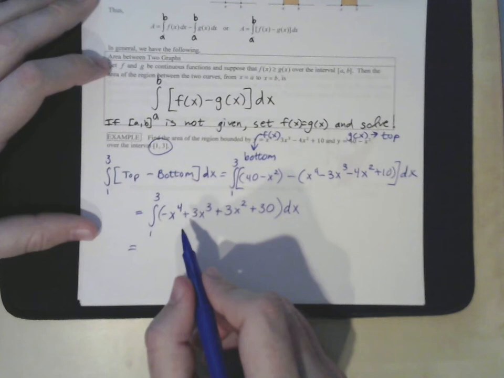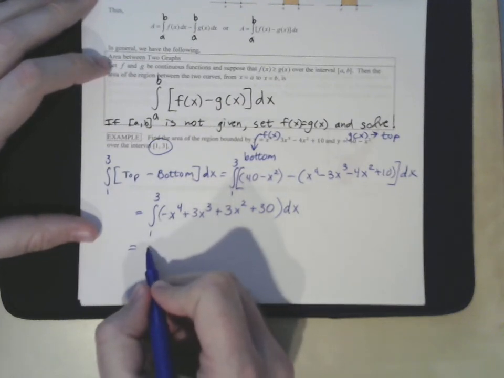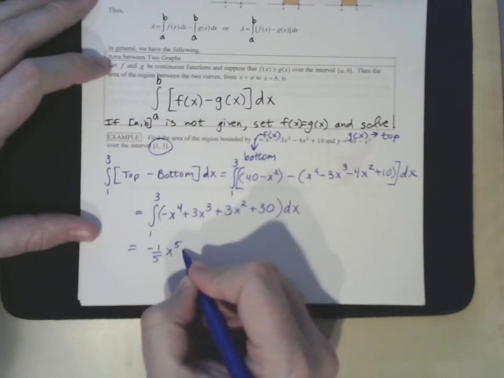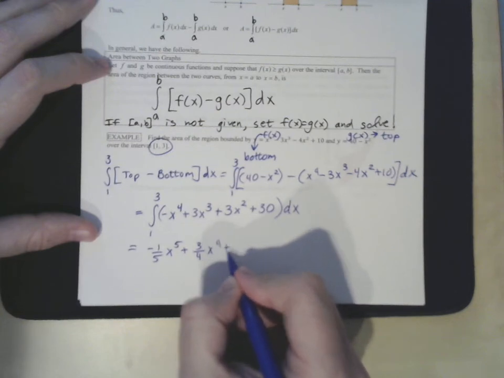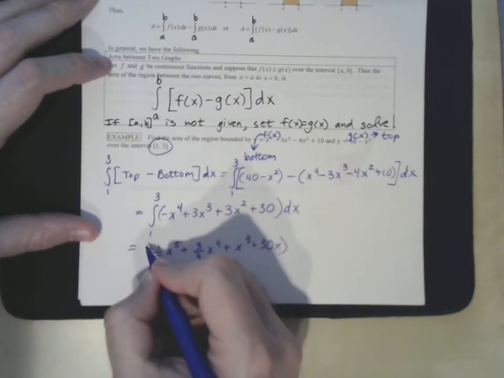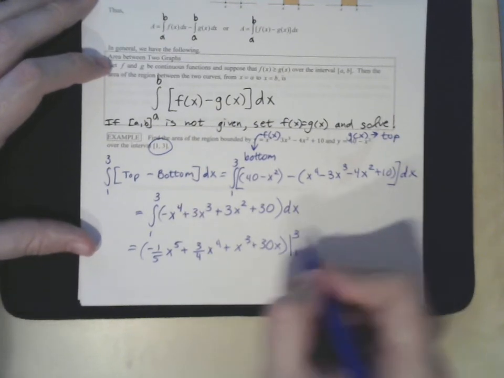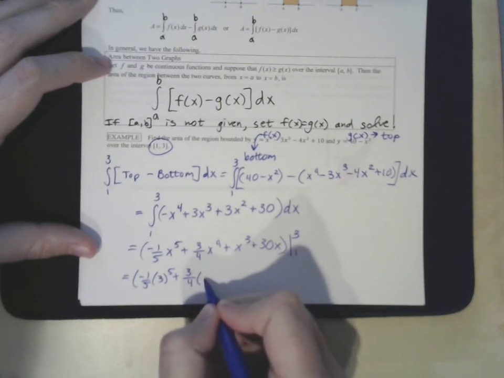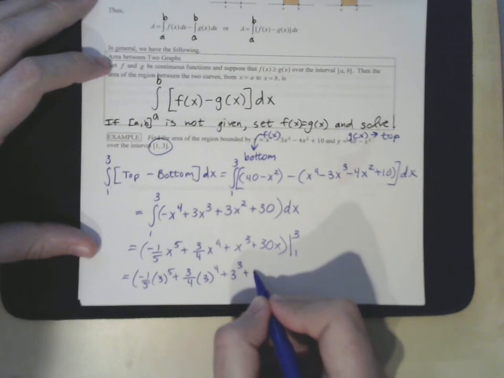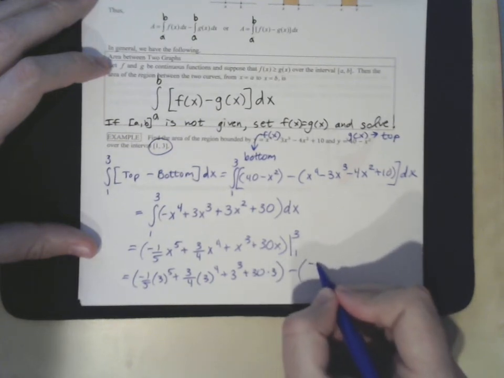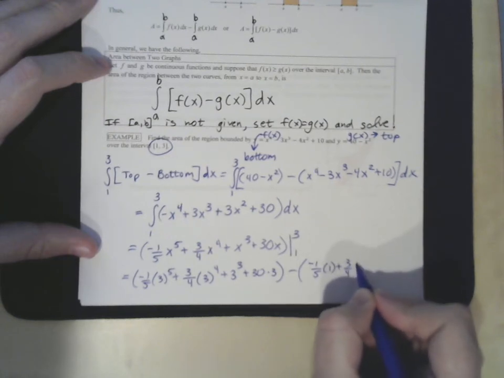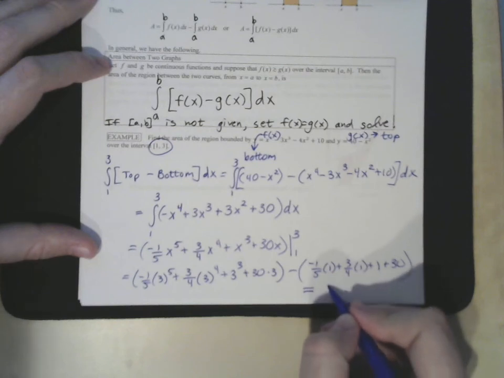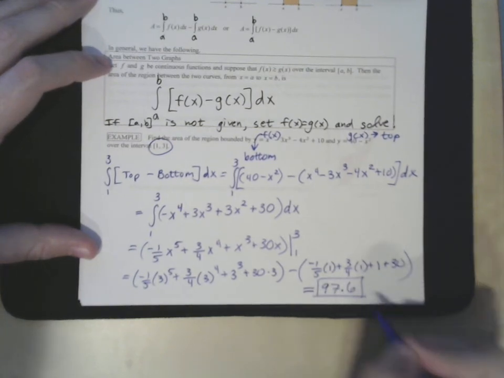And this becomes, we're doing the antiderivative. Lost my train of thought there, sorry. So negative 1/5 x to the 5th plus 3/4 x to the 4th plus x cubed plus 30x evaluated from 1 to 3. And so this is negative 1/5 times 3 to the 5th plus 3/4 times 3 to the 4th plus 3 cubed plus 30 times 3, minus negative 1/5 times 1 plus 3/4 times 1 plus 1 plus 30. And when you evaluate that all the way out, you end up with 97.6 as a decimal.